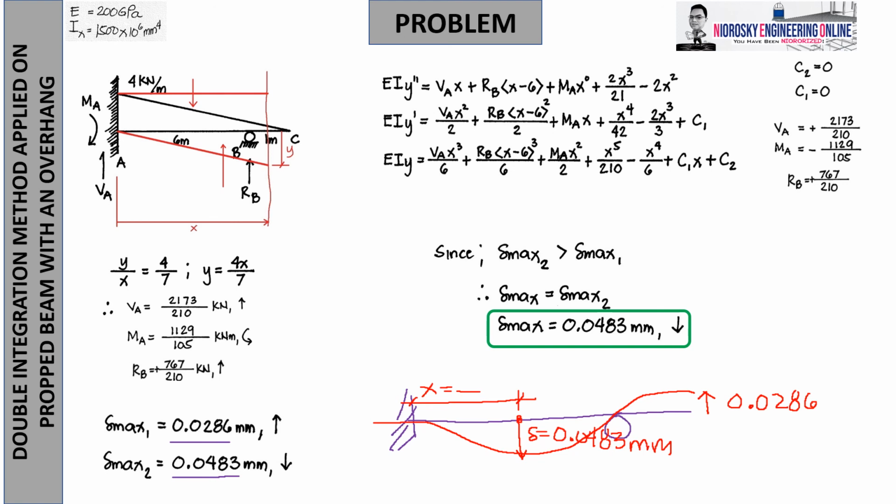So this will completely discuss if there is an overhang for a prop beam because potentially there can be one side of overhang. We cannot opt to use double overhang because the other side is a fixed support. We cannot have an overhang on the fixed support side.